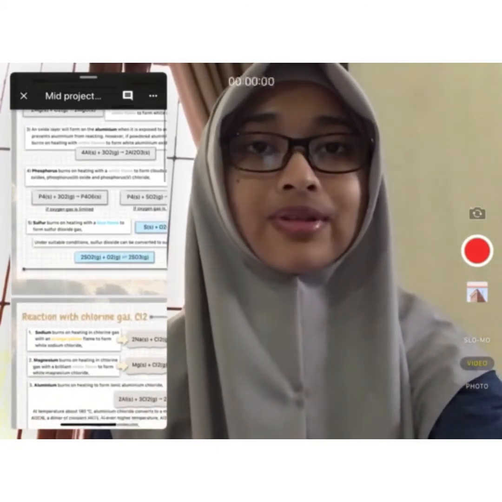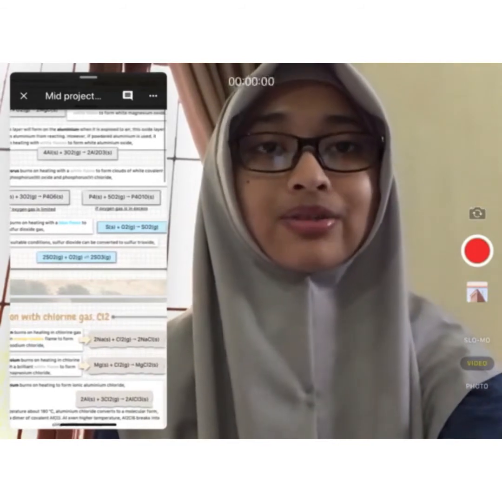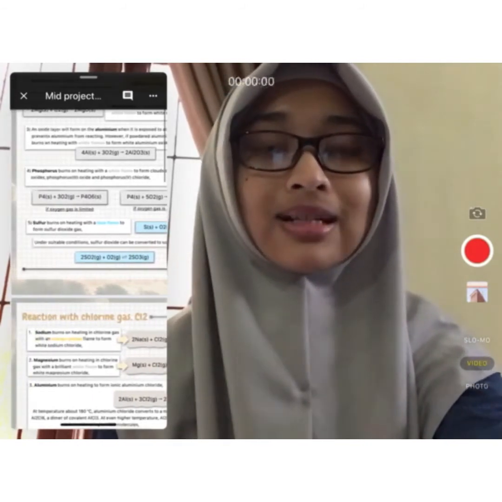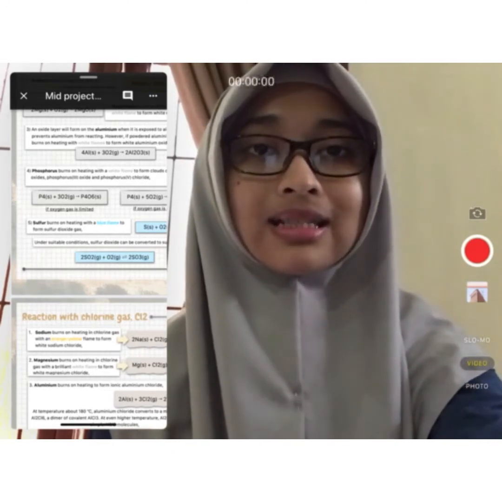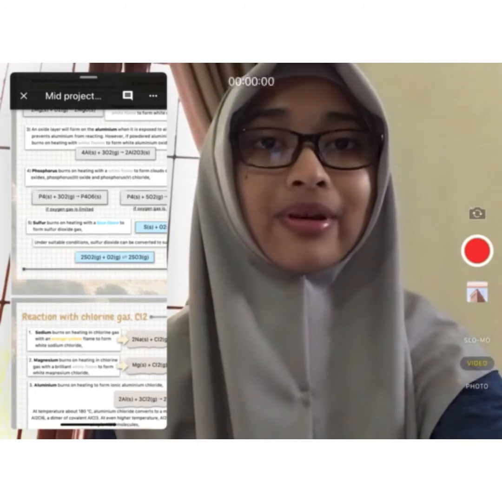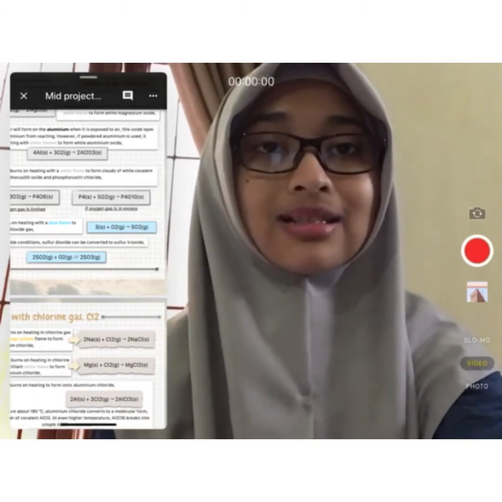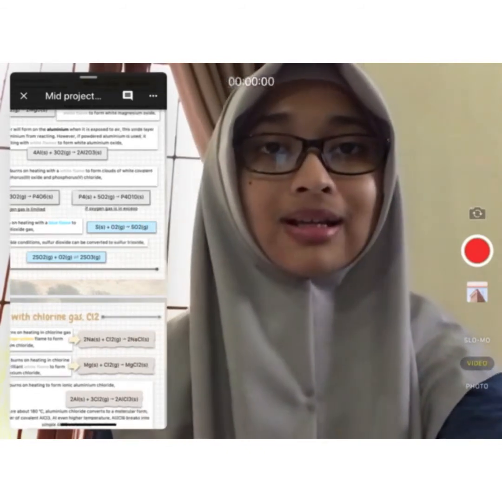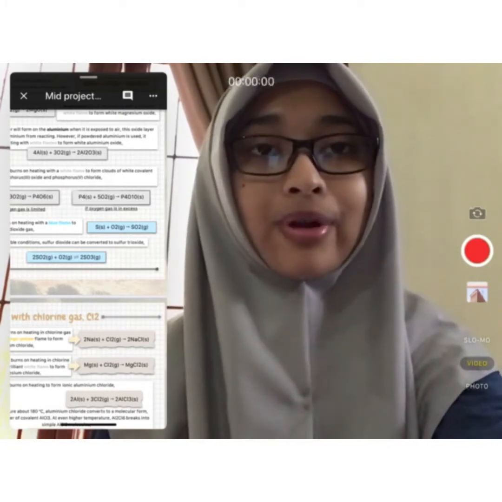And then the fourth is phosphorus, which burns on heating with a white flame to form clouds of white covalent oxides, phosphorus 3 oxide and phosphorus 5 oxide. If oxygen gas is limited, it is P4 plus 3O2 equals P4O6. And if oxygen is in excess, then P4 plus 5O2 equals P4O10.